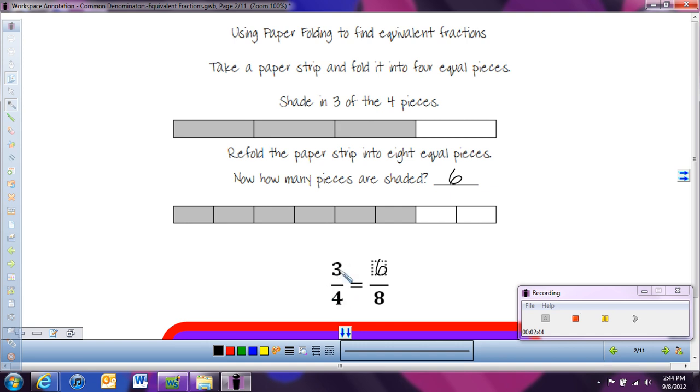So now, how did we get from 3 to 6? How did we get from 4 to 8? Well, here we folded into 4 pieces. Here we folded it into 8 pieces. So we doubled, or times by 2, how many times we folded it. And 4 times 2 is 8. 3 times 2 is 6. That'll help when we get down to exactly how we find equivalent fractions.